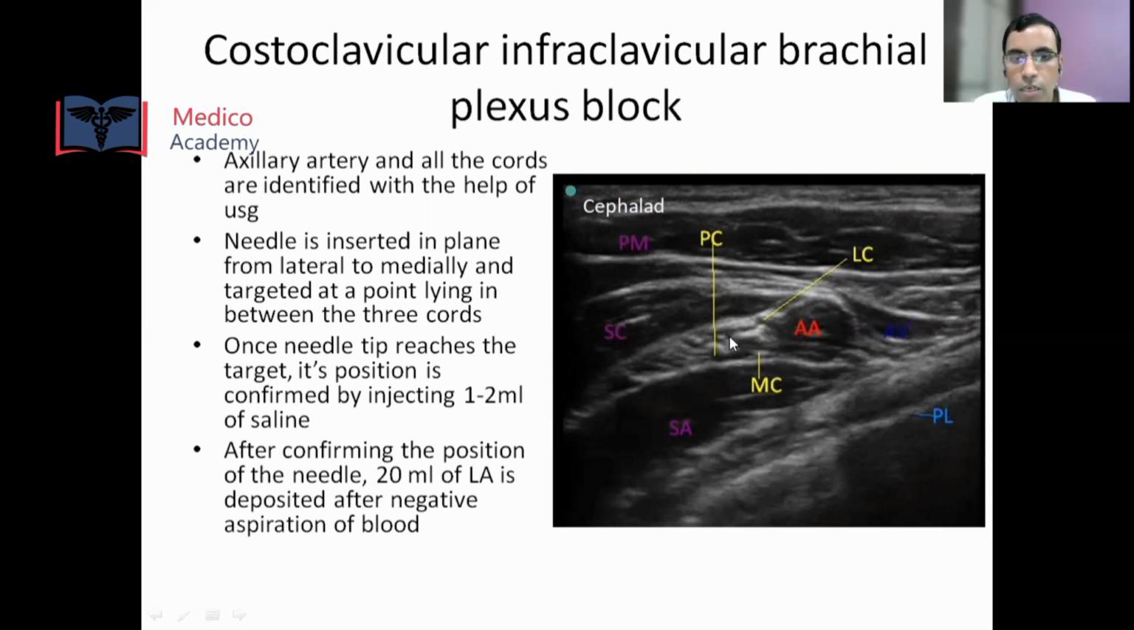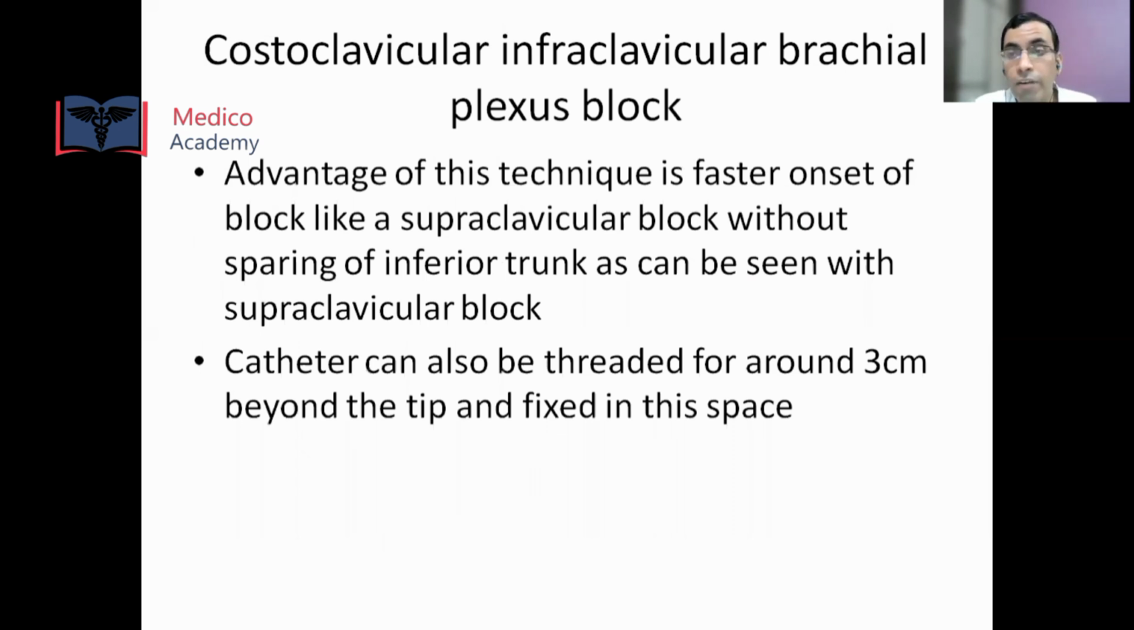After confirming that the needle is at its appropriate place, around 20 ml of local anesthetic is deposited after negative aspiration of blood. The advantage of this technique is that since all the cords are lying close together, there is a faster onset. And usually, like in supraclavicular block, there is sparing of the inferior trunk, which is not seen here since all the three cords are lying together. The catheter can also be threaded in this approach by threading it for around 3 centimeters beyond the tip of the needle.